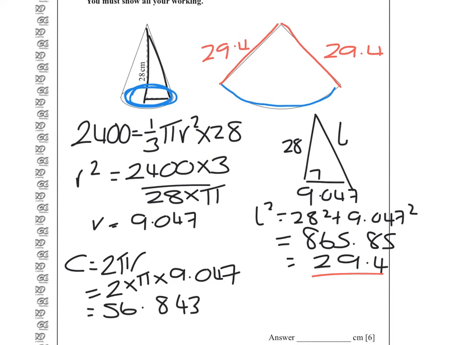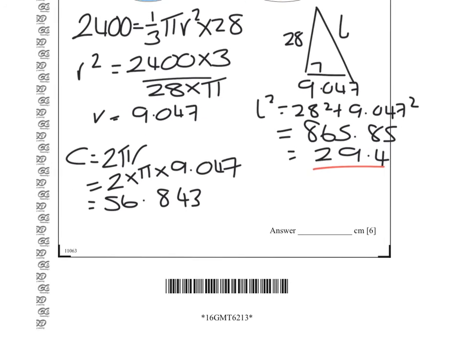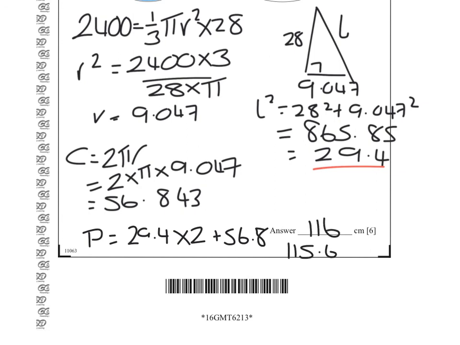56.843. So the total perimeter will be the two straight edges, 29.4 plus 29.4 plus the 56.8, and that gives a total perimeter of 115.6, so that's 116 centimetres.